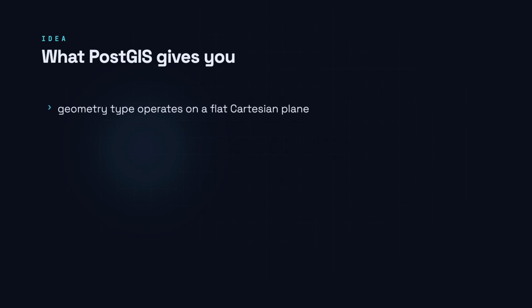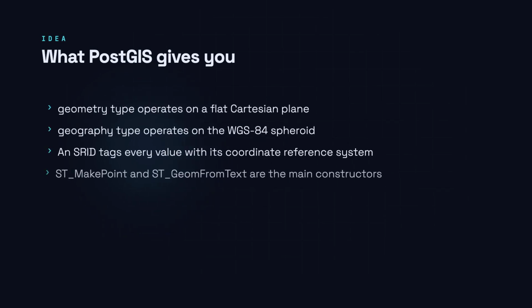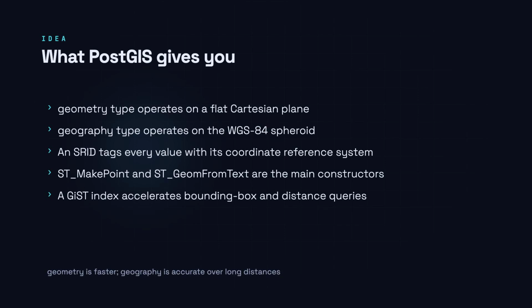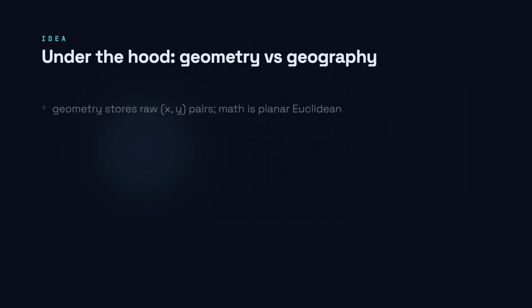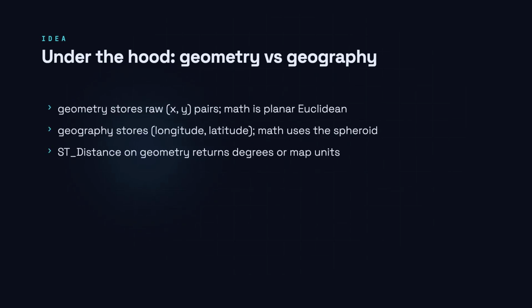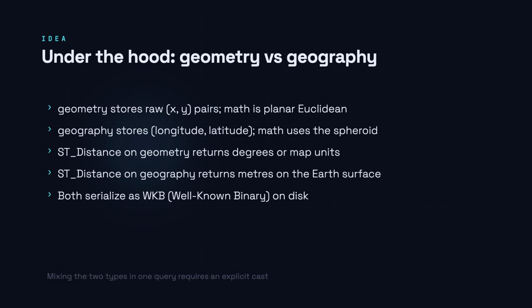PostGIS gives you two spatial types, a system of coordinate reference identifiers called SRIDs, constructor functions to build shapes, and a GiST index that makes spatial queries fast. Both types serialize to well-known binary on disk, but the computation model is entirely different.